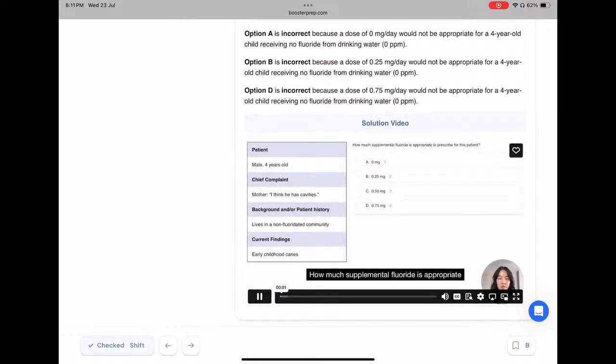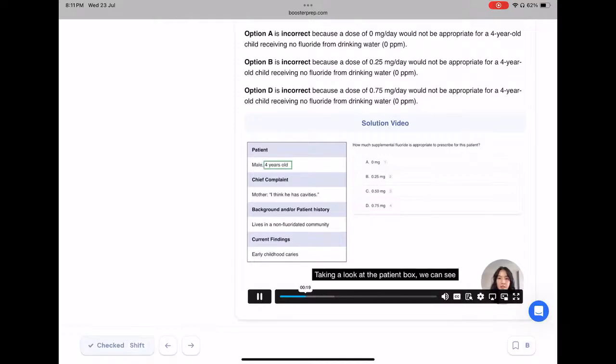How much supplemental fluoride is appropriate to prescribe for this patient? Fluoride is used to remineralize enamel and therefore reduce decay. Water fluoridation at a community level has had enormous impacts on reducing incidence of cavities. However, there still are some communities that do not have publicly fluoridated water sources, so supplemental fluoride is recommended in some cases.